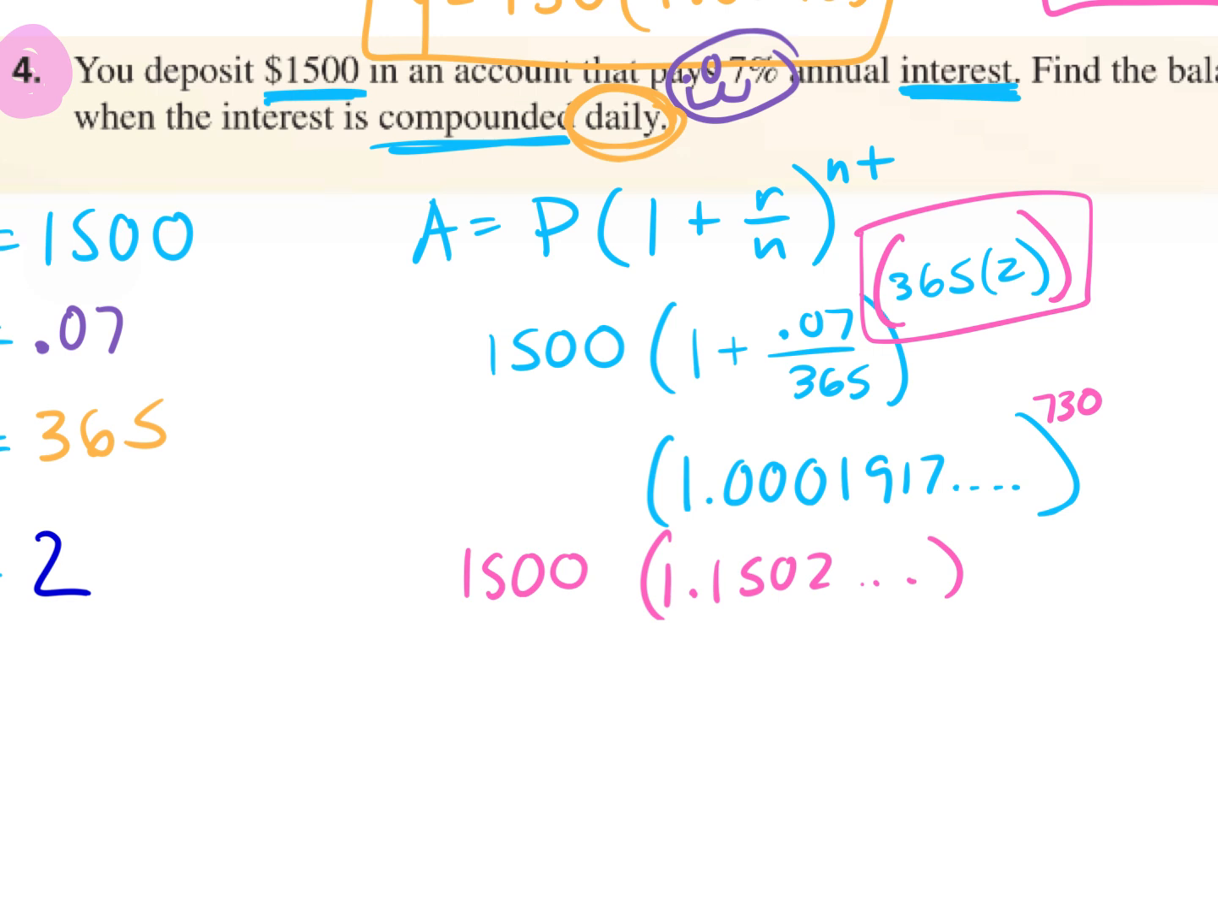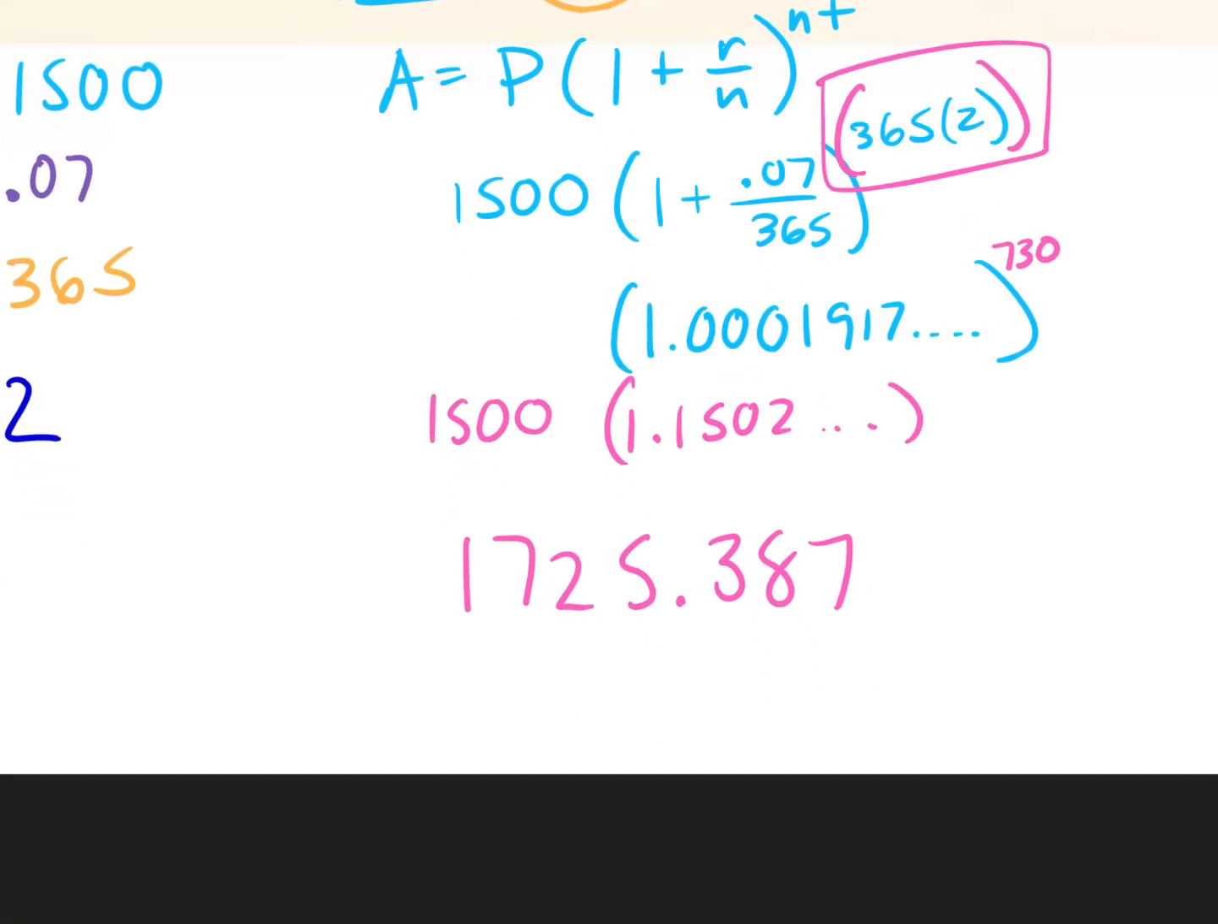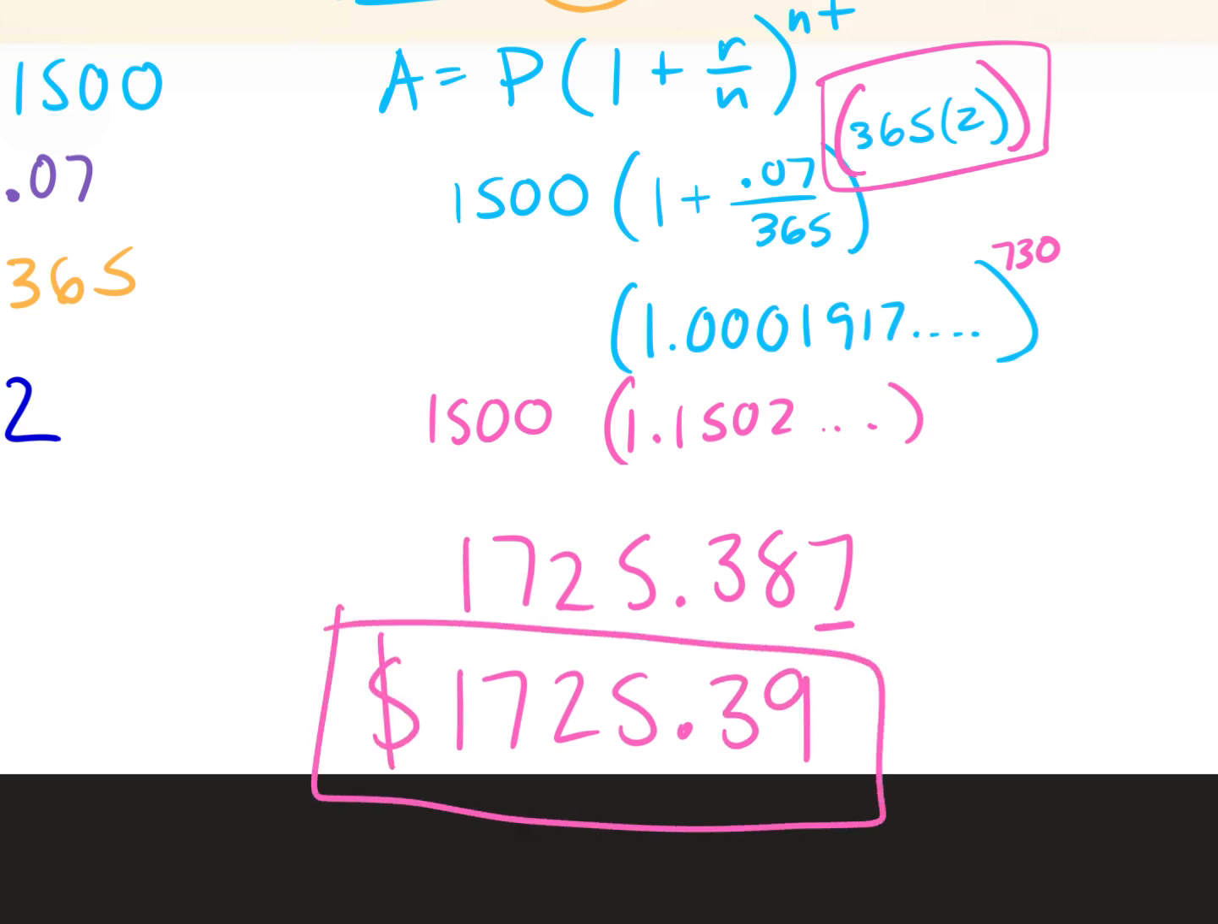So times 1,500, you should get 1,725.387. We're dealing with money, so how many decimal places do I keep? 2. Does a 7 tell me I round up or stay the same? Round up. So this would be 1,725.39. And we're talking about money here, so a $ sign.